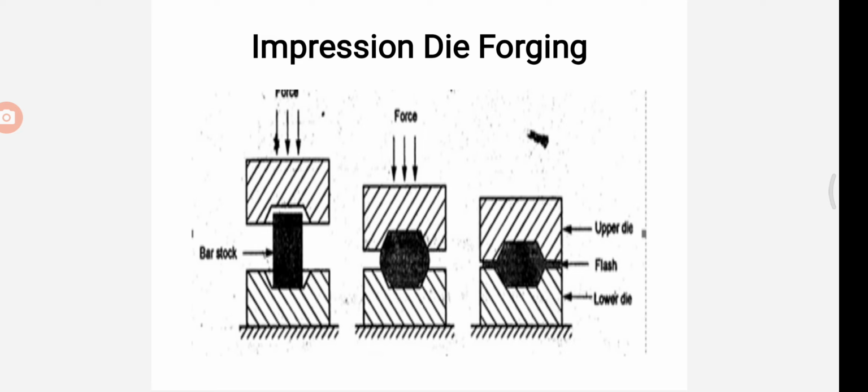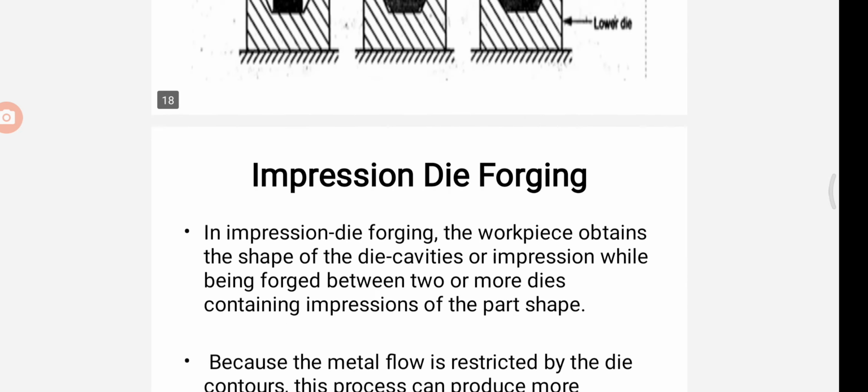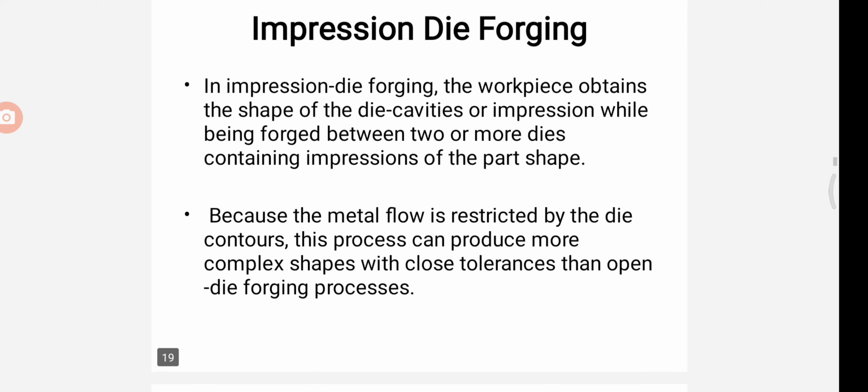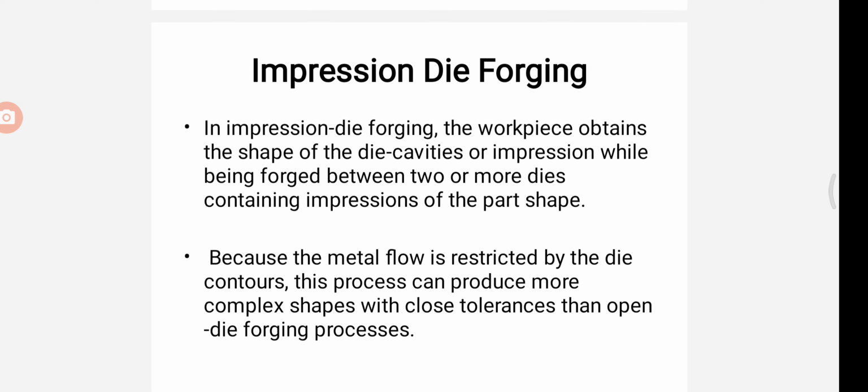The major disadvantage of this process is that metal is lost as flash. Flash accounts for 20 to 45 percent of the starting material. Other disadvantages of this process include additional cost due to the more complex design and the need for better lubrication and workpiece placement. In impression die forging, the workpiece obtains the shape of the die cavities or impressions while being forged between two or more dies containing impressions of the part shapes.